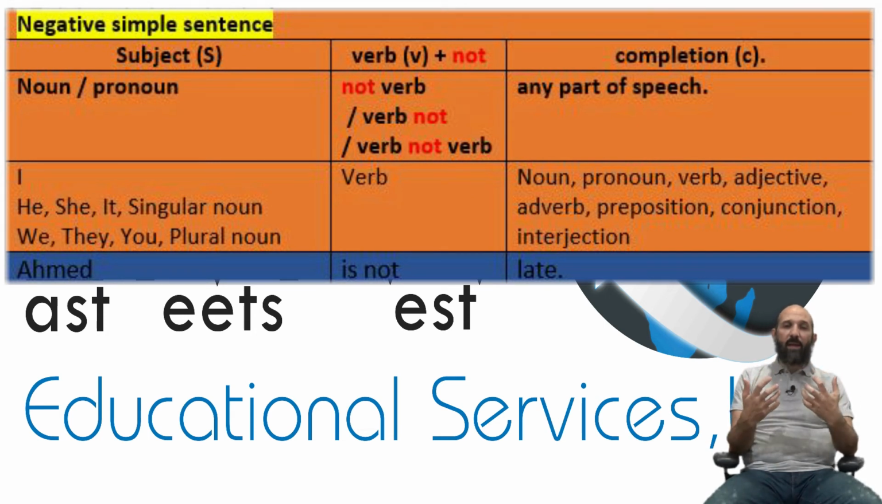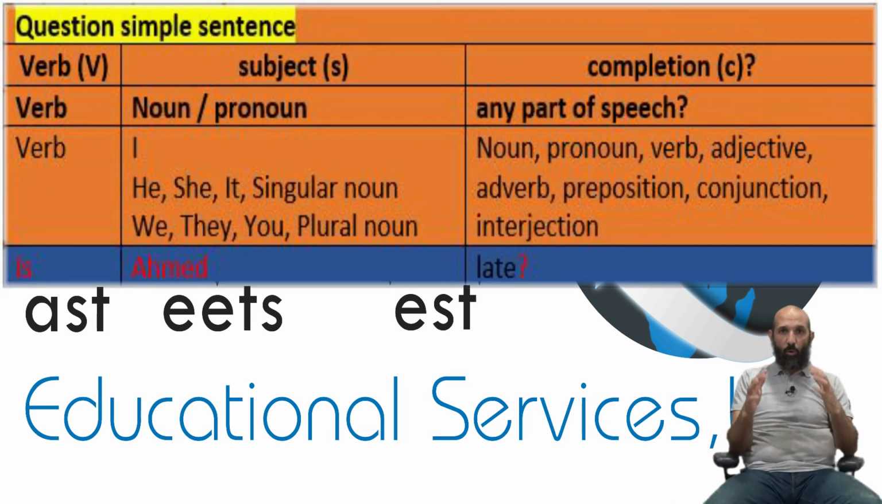And how can we make question sentences? Oh, by the way, we call them question sentences. Some people think that a question is one thing, a sentence is one thing, but actually a question is a type of a sentence. So anyway, how do we make the question sentence? We simply change the order of the sentence. Instead of subject, verb, completion, we make it verb, subject, completion, and bingo, we have a question.